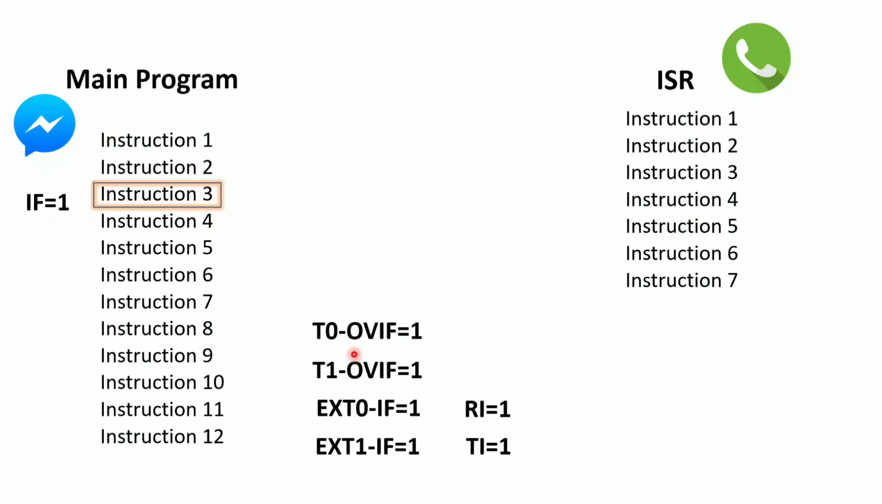Now how many interrupts do you have? Total 5 interrupts, since I told you RI and TI are common, so we are taking only 5 interrupts. Any of these 5 interrupts can interrupt your program, yes or no? Just like the contact numbers in your mobile phone. In your mobile phone you have maybe 2,500 contacts, maybe more or less. During your chatting, anybody can interrupt you, right?